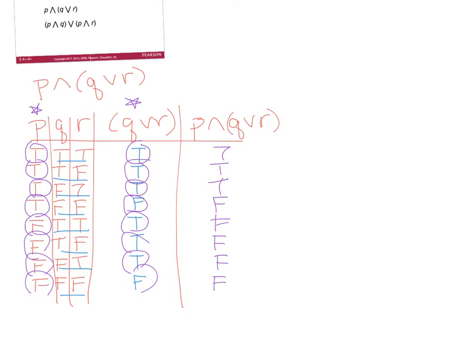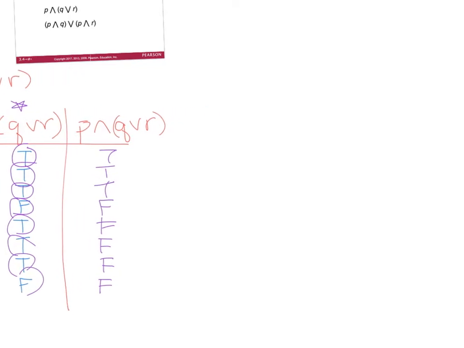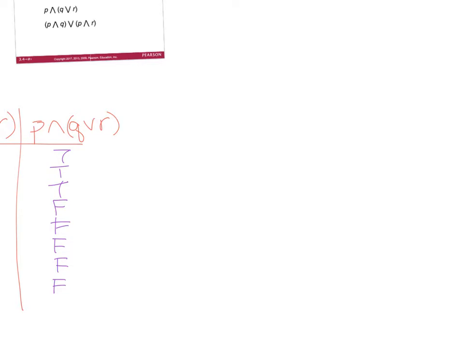Okay, so if you look at your first statement, the answer column is three trues and five falses. So in order for the other statement to be equivalent to it, it also needs to have three trues and five falses. So what I'm going to do is I'm going to scoot this one over a little bit, and I'm just going to look at the answer column there because that's all I really need. I need to create a second truth table for the second statement.